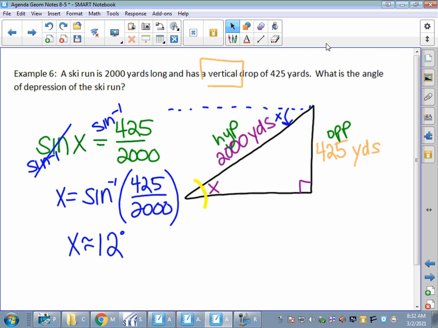If I were at the bottom of the ski hill looking up, this would be my angle of elevation. If this were me right here, looking up at the top, I'd have a 12-degree angle of elevation. So just be careful how you set those up. Again, this is just a rerun of section 8.4 using all of our SOHCAHTOA skills, but we've got word problems. Draw the triangles. They're always right. That's it for section 8.5. Have a great day.